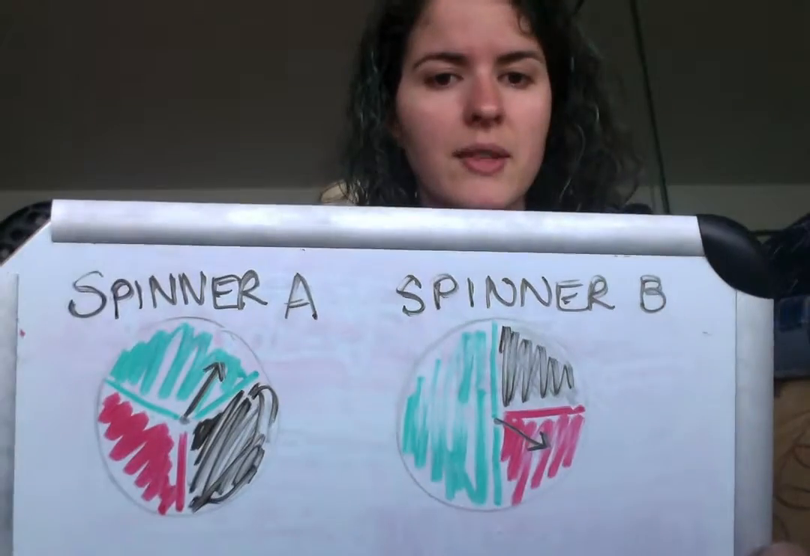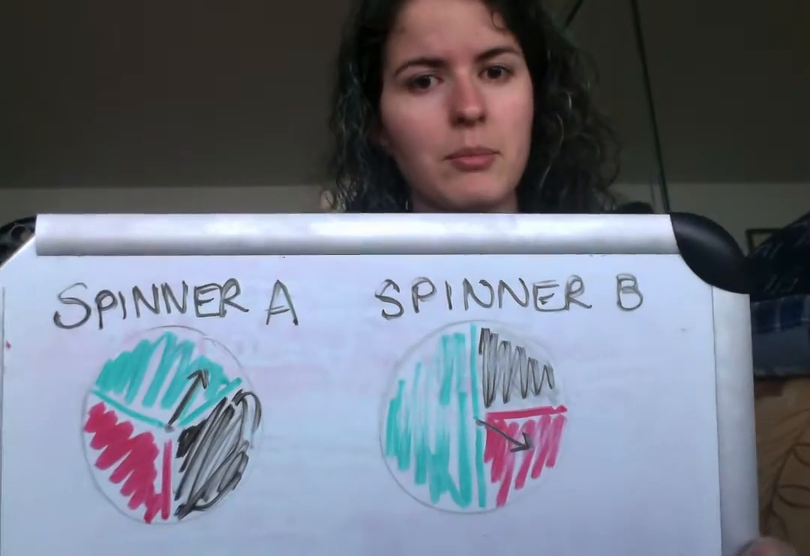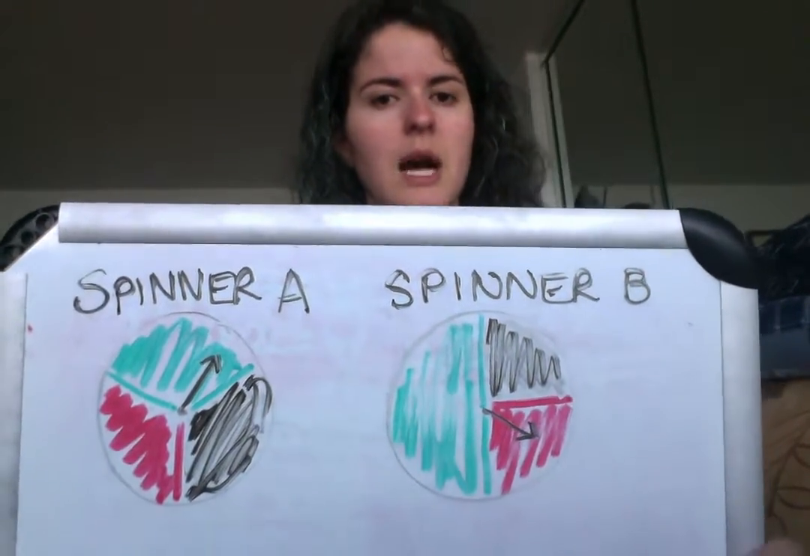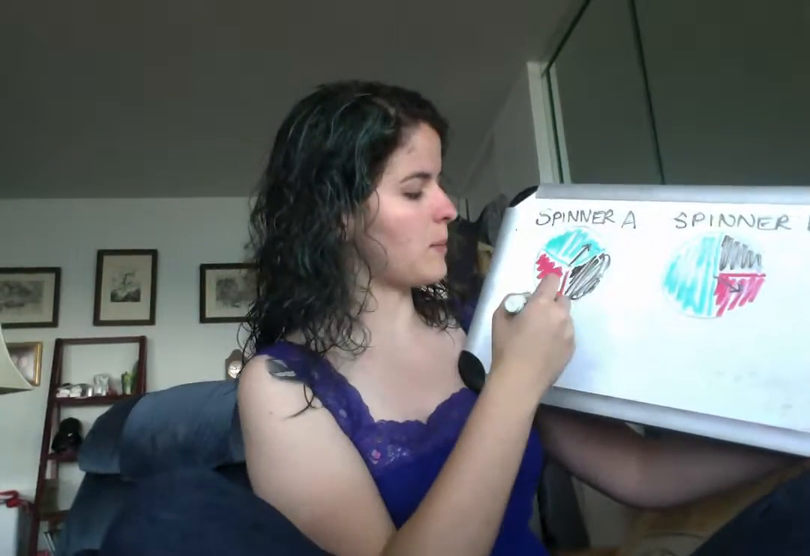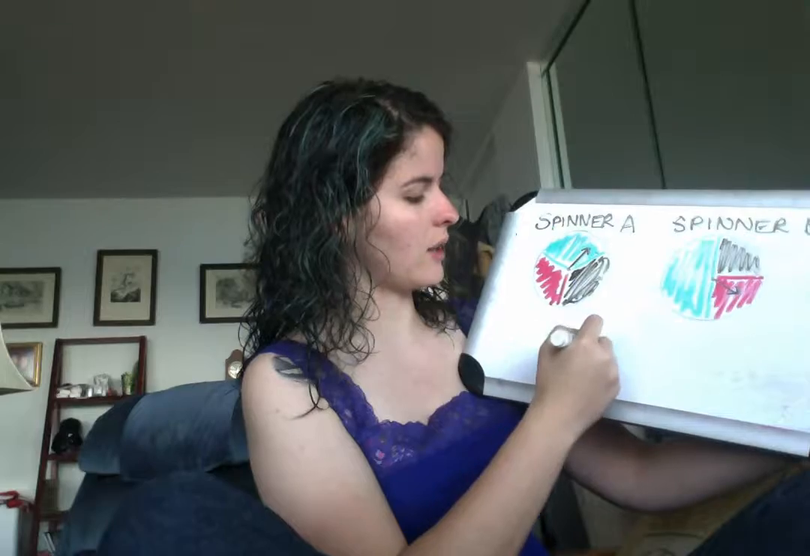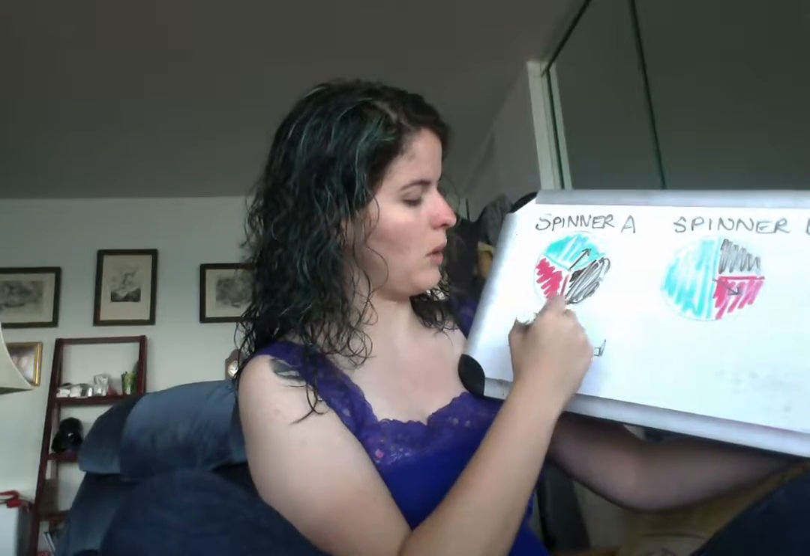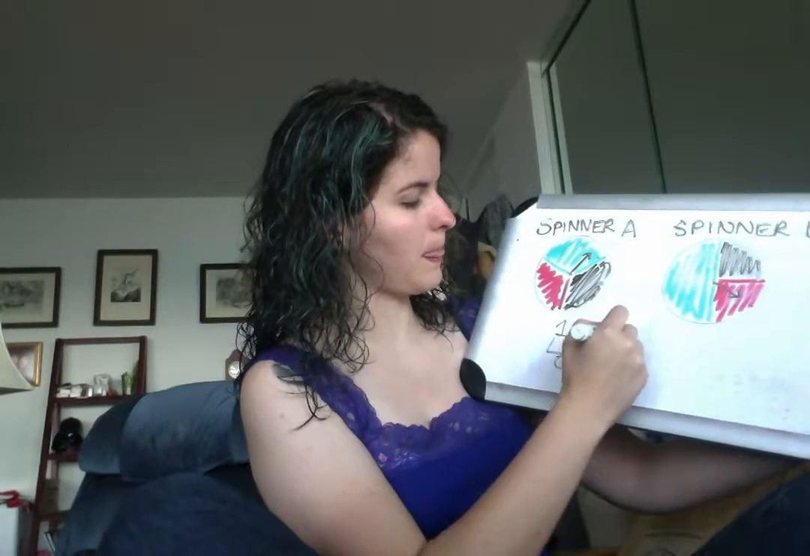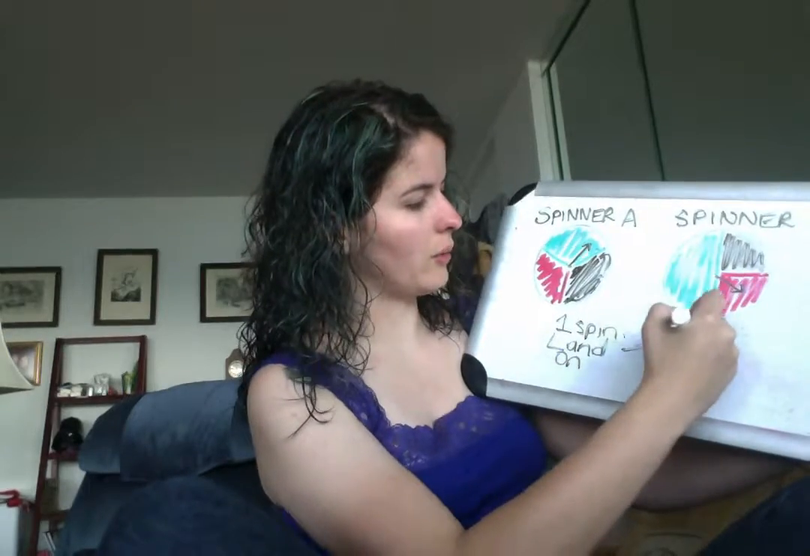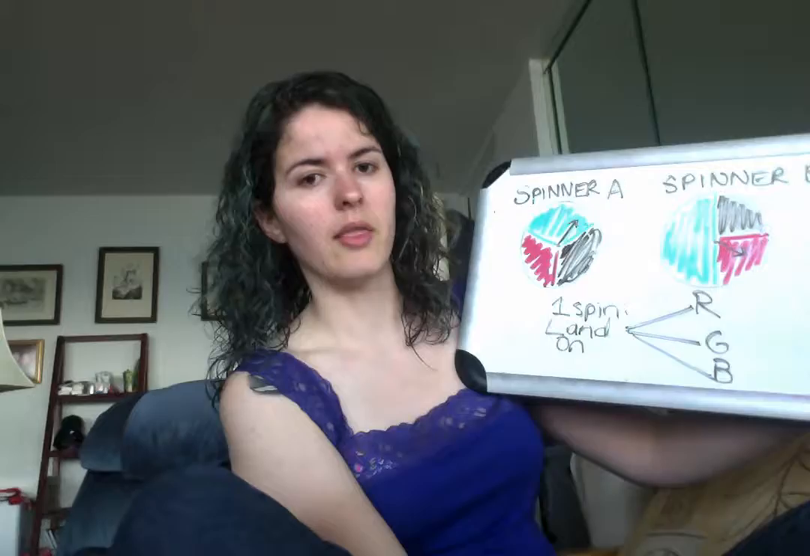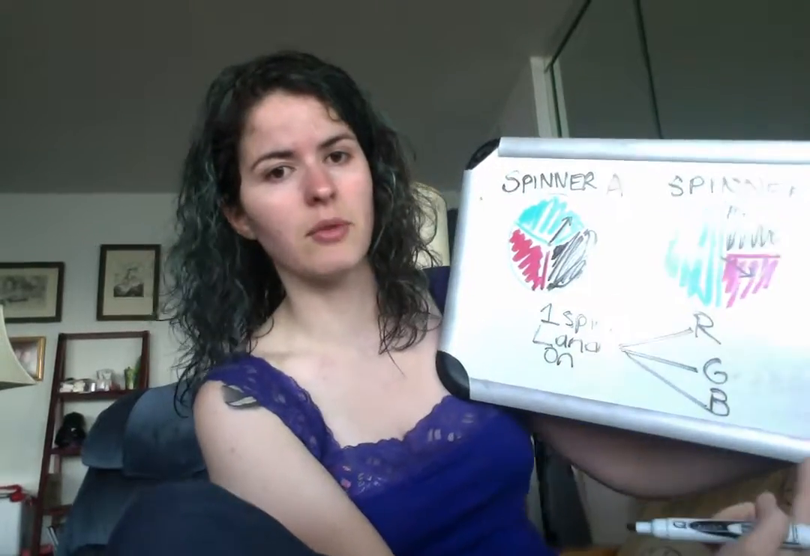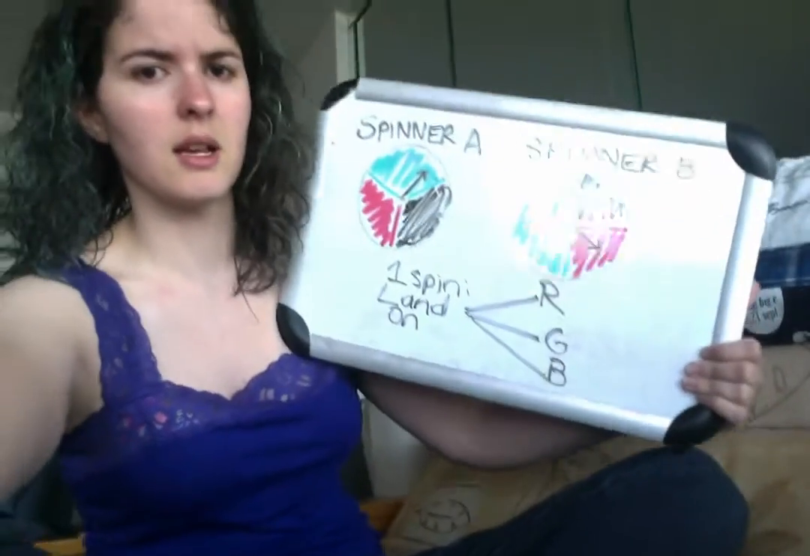And I'm going to represent the sample space using a tree diagram that branches off to all of the different possible outcomes. So we could say, if I spin this, what are the things that I could land on in one spin? I could land on red, I could land on green, I could land on black. That's my sample space. That's the same for both of my spinners.